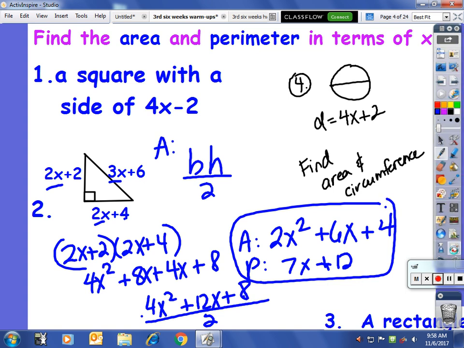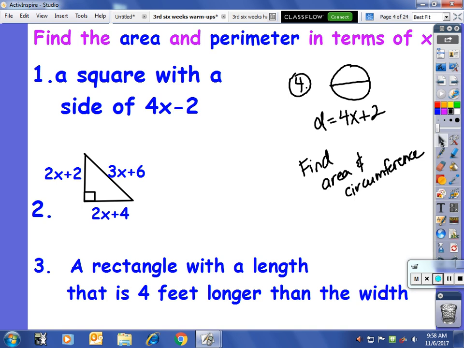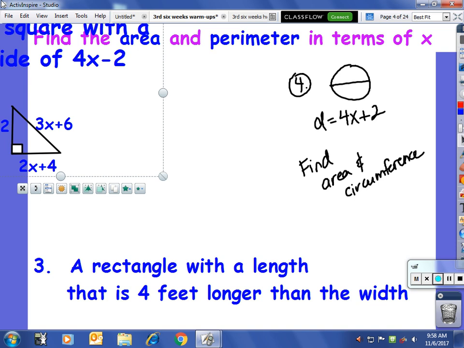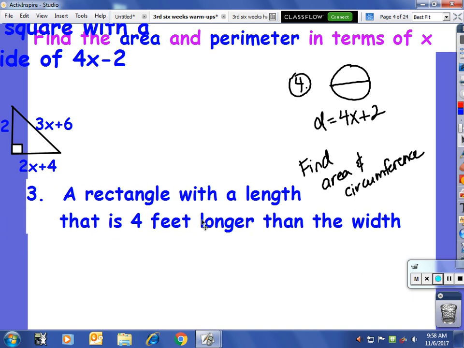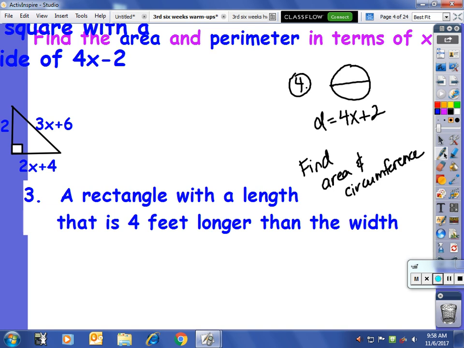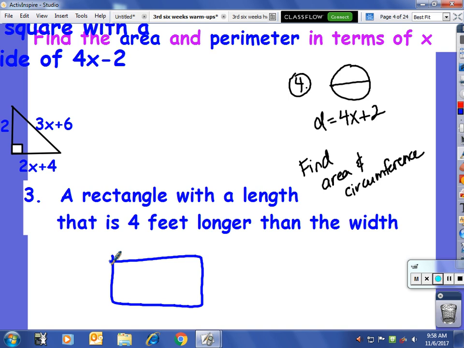Now, on number 3, I made you do a little bit of work. I asked you to find the area and perimeter of a rectangle with a length that is 4 feet longer than the width. So it's kind of like you needed a variable box here. The length is 4 longer than the width. So the width would be x, and the length would be what? X plus 4. Now, you don't really need FOIL for this area. It's just distributive property. So what's the area?